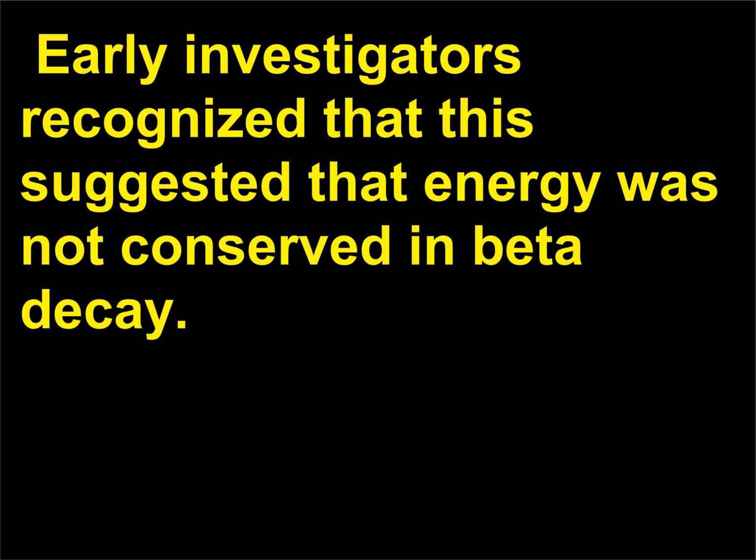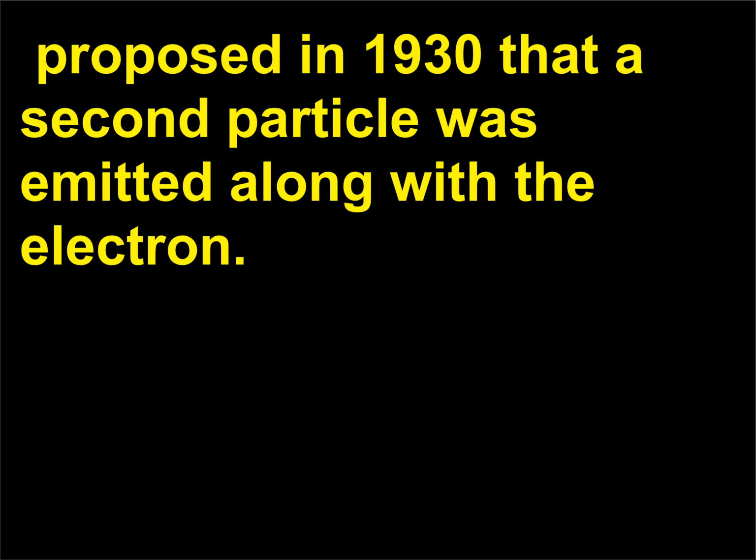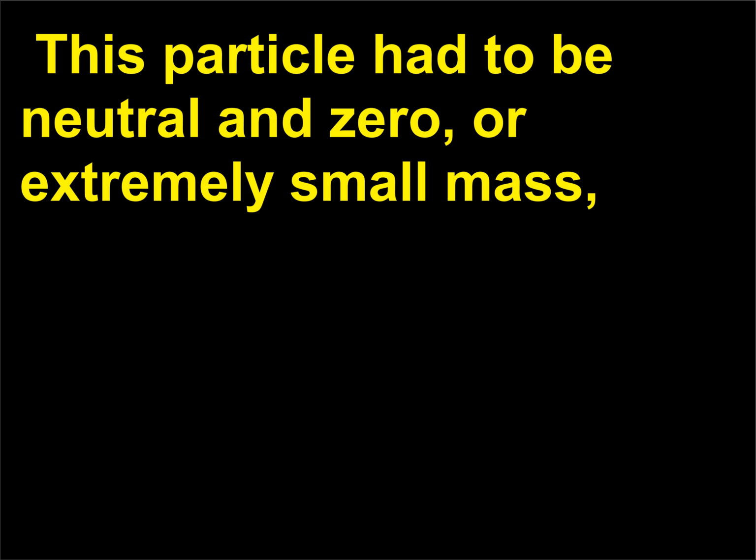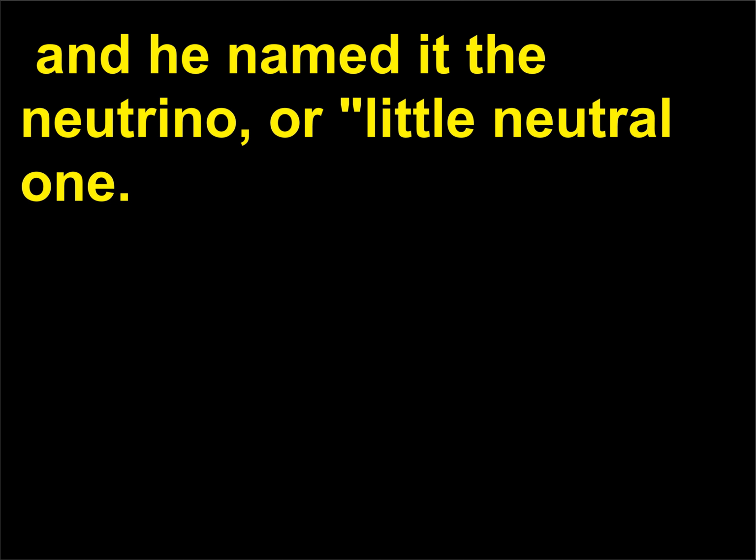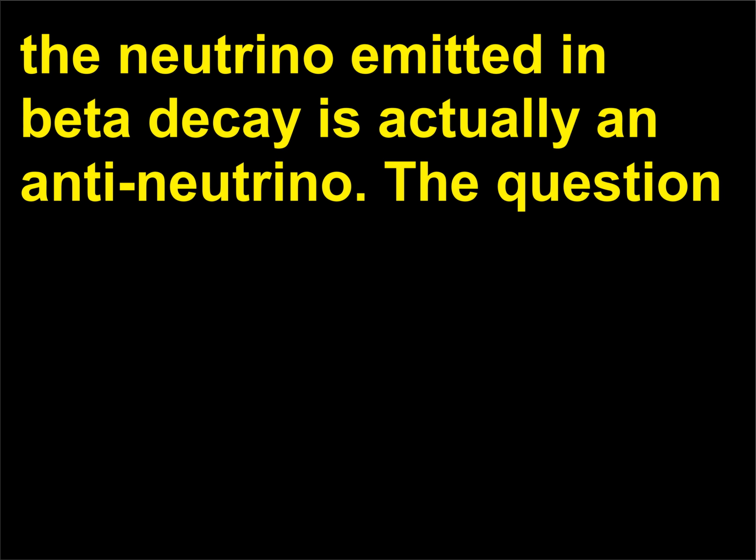Austrian physicist Wolfgang Pauli, 1900 to 1958, proposed in 1930 that a second particle was emitted along with the electron. This particle had to be neutral and have zero or extremely small mass, and he named it the neutrino, or little neutral one. The neutrino wasn't detected experimentally until 1956. We now know that the neutrino emitted in beta decay is actually an antineutrino.